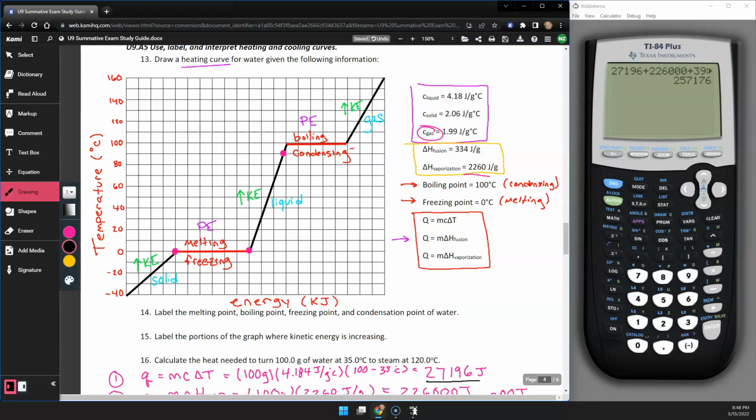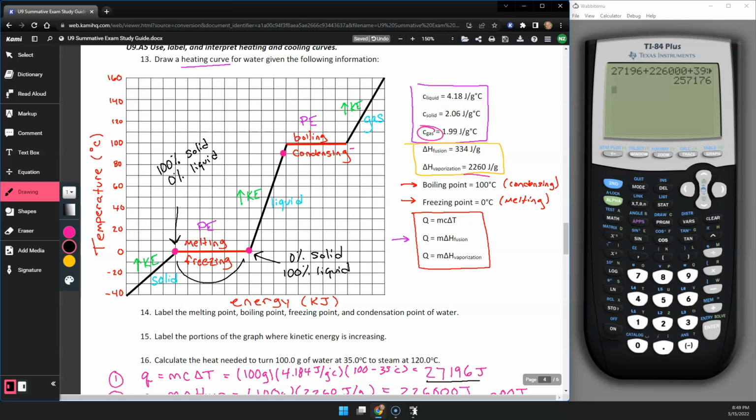So just a quick review on this. At this point on my graph right here, I am 100% solid, 0% liquid. My phase change hasn't happened yet. Here, I am 0% solid, 100% liquid. And then obviously in the middle, it would be 50-50.